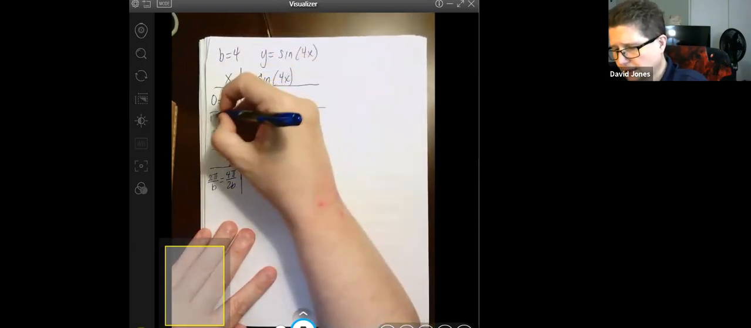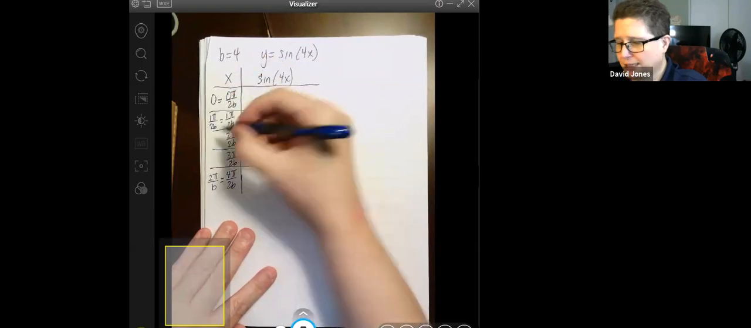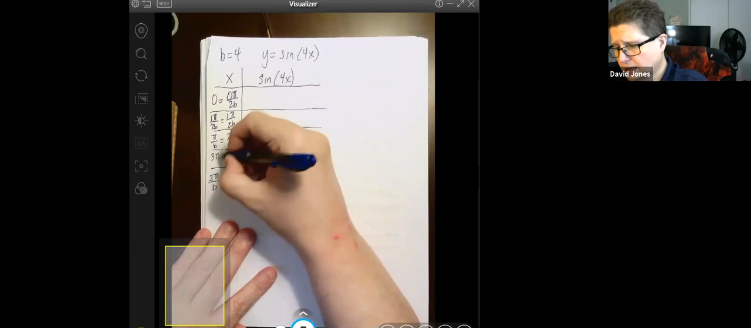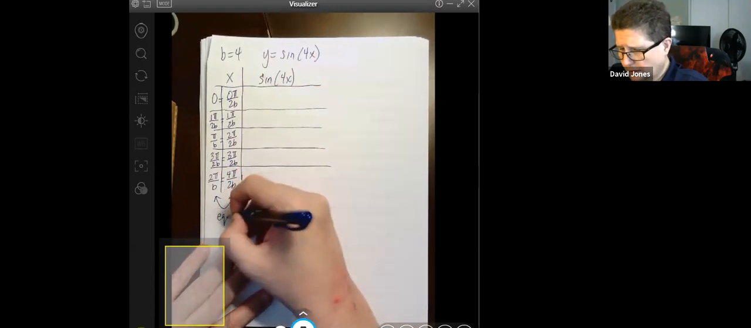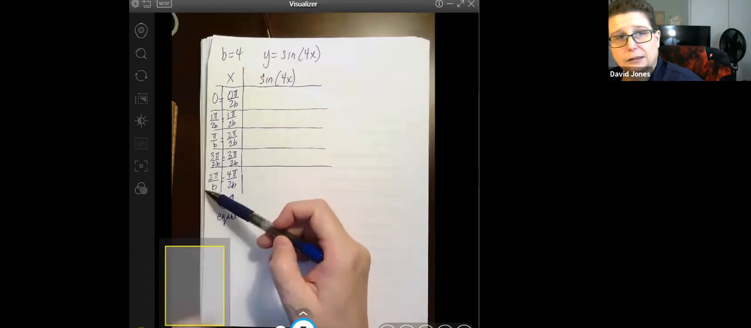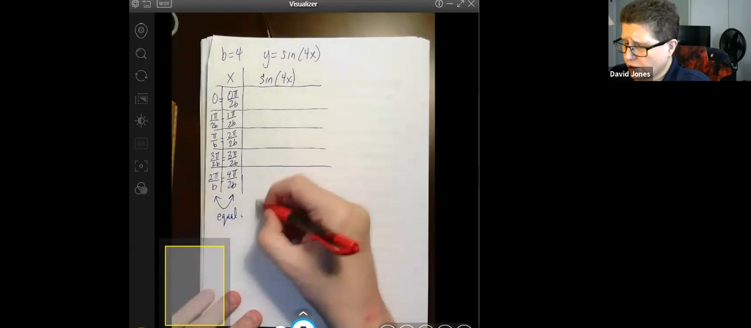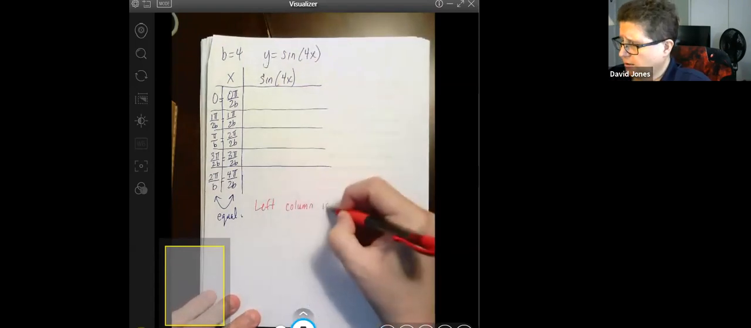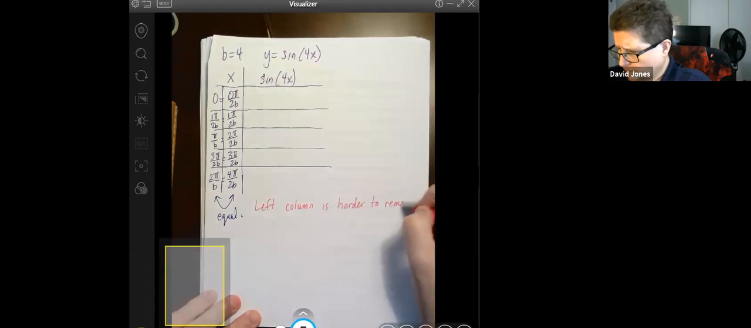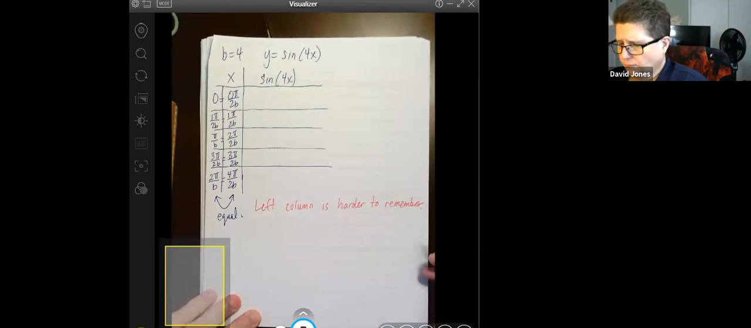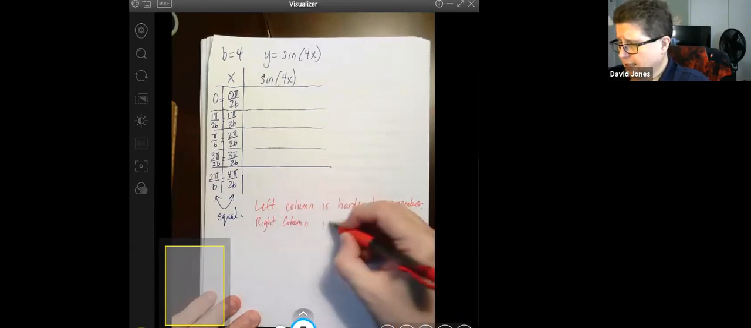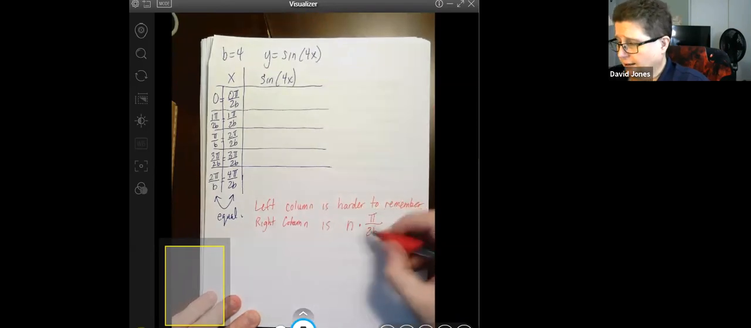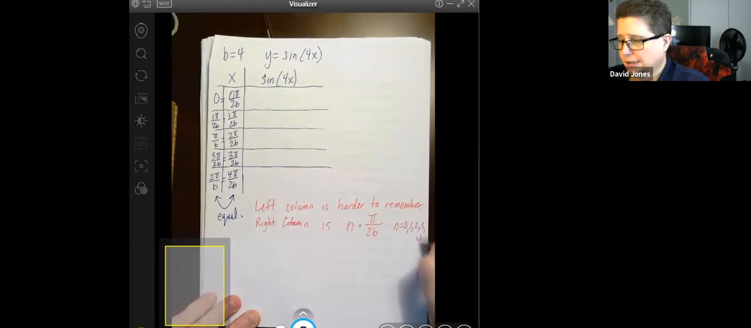This is 0. I'm going to make two columns. What happens on the left is what the book does. These two values here and these are equal. Do you see how the left one might be harder to remember? Left column is harder to remember. Okay. The right column is n times pi over 2b. N equals 0, 1, 2, 3, and 4. It just repeats.